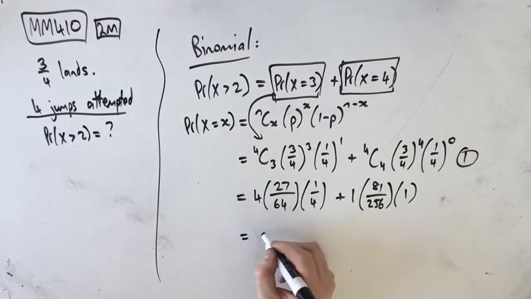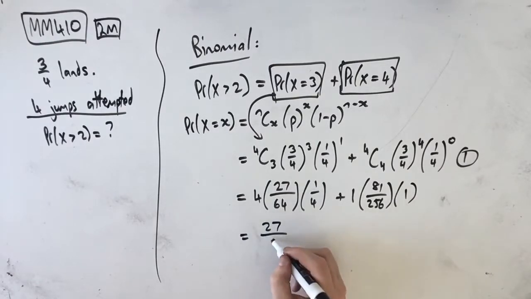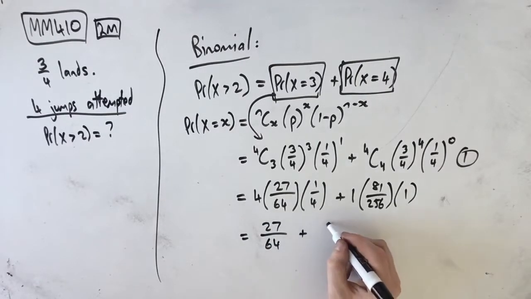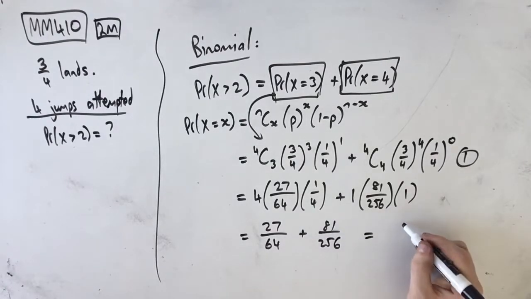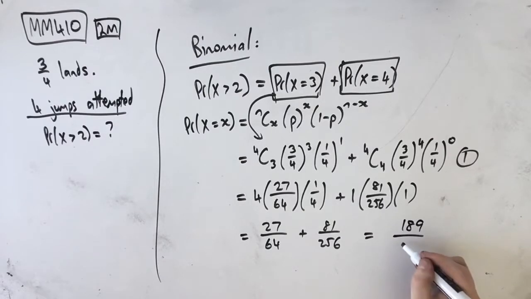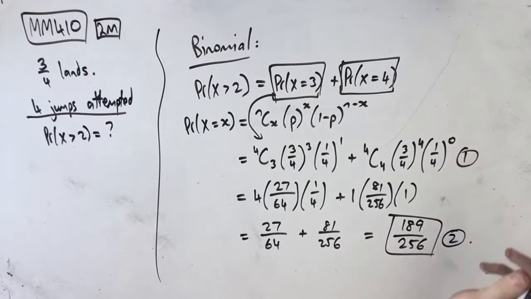Adding all these together, we get 27 over 64 plus 81 over 256. So what this works out to is 189 on 256. And that is our second and final mark for MM410, guys.